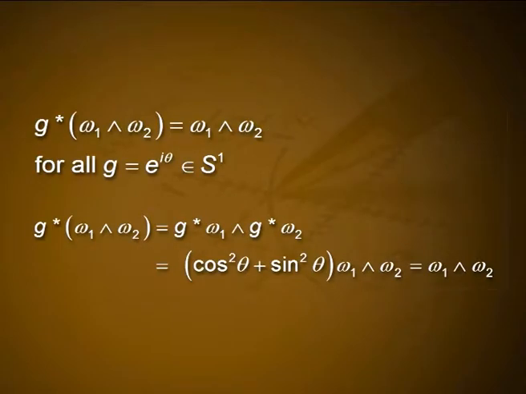Note 4. g star of omega 1 wedge omega 2 is equal to omega 1 wedge omega 2 for all g equal to e raised to i theta, an element of S1. For g star of omega 1 wedge omega 2 is equal to g star omega 1 wedge g star omega 2, which is equal to cos square theta plus sin square theta into omega 1 wedge omega 2, which is equal to omega 1 wedge omega 2.